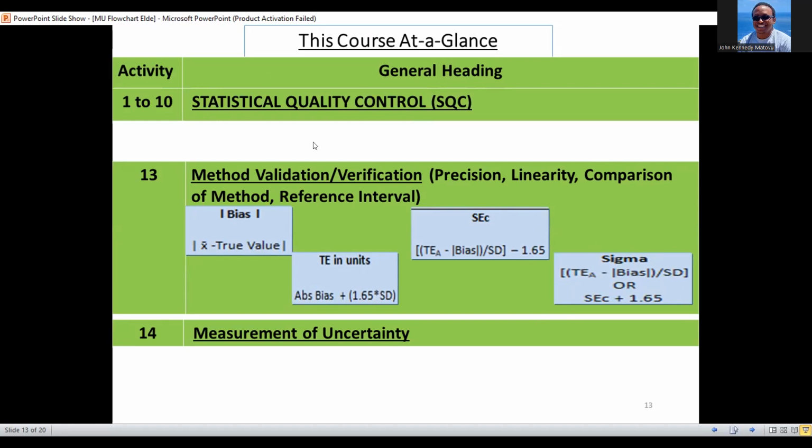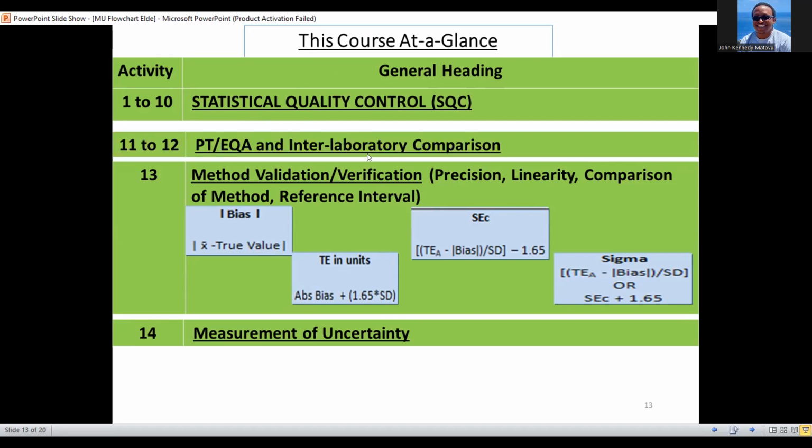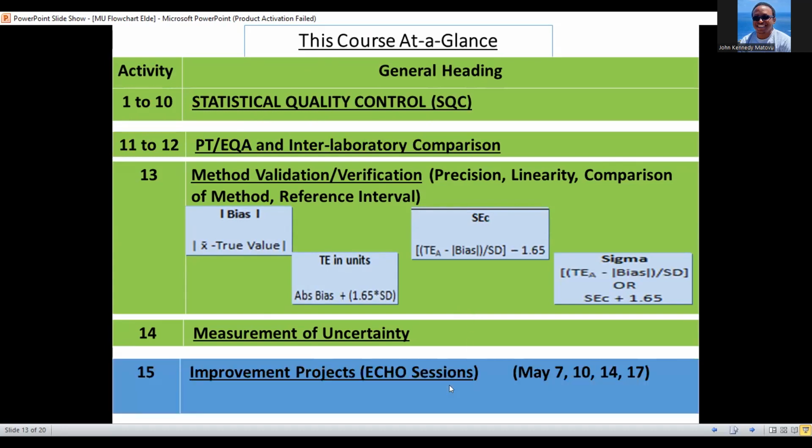What else is the monitoring that we need to use? That is the PT and EQA as well as interlab comparison. We have completed all of this in this course. And this is a big picture of the QCMV squared. What's left? Improvement projects, which will be due on May 7, 10, 14, and 17.